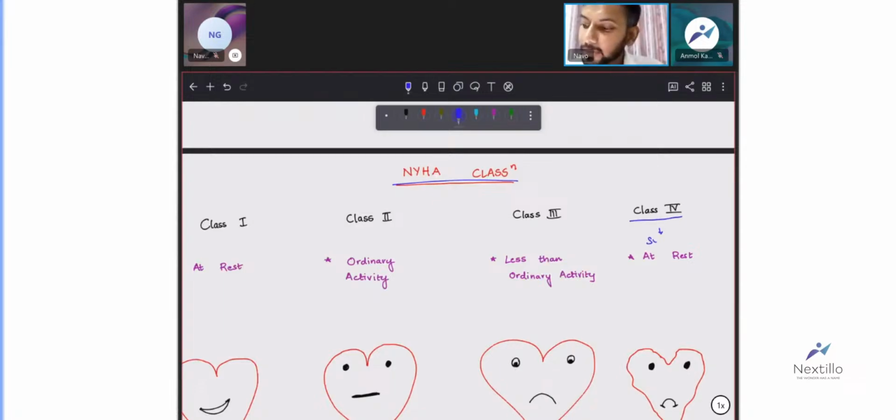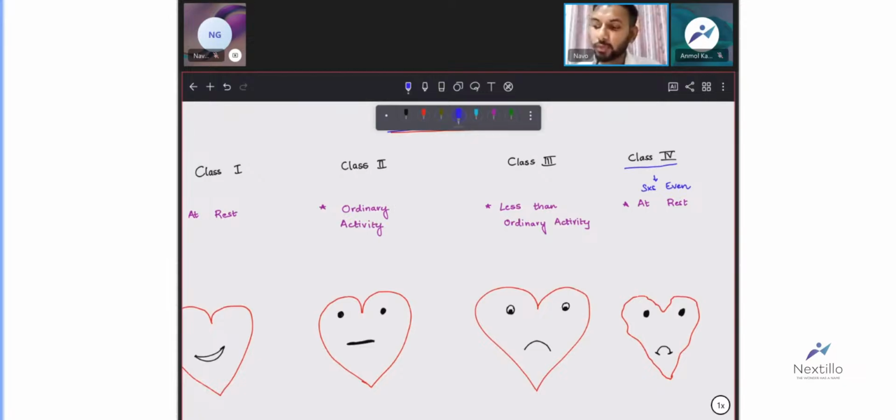Patient will have symptoms even at rest. That is what is known as class 4. Yes, so class 4 is the most severe form. Next is class 3.